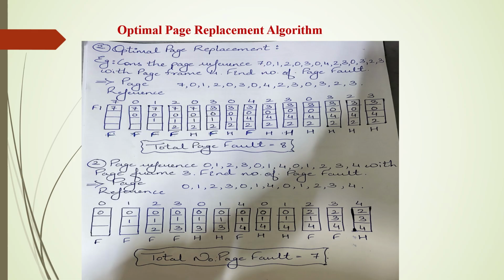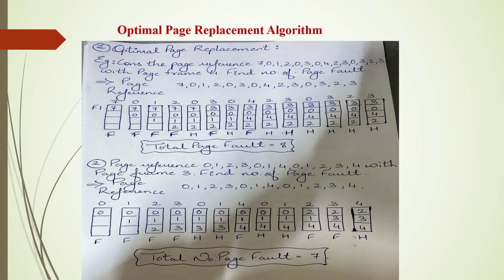Let's understand this with the page references shown over here: 7, 0, 1, 2, 0, 3, 0, 4, 2, 3, 0, 3, 2 and 3. And the number of page frames given is 4.